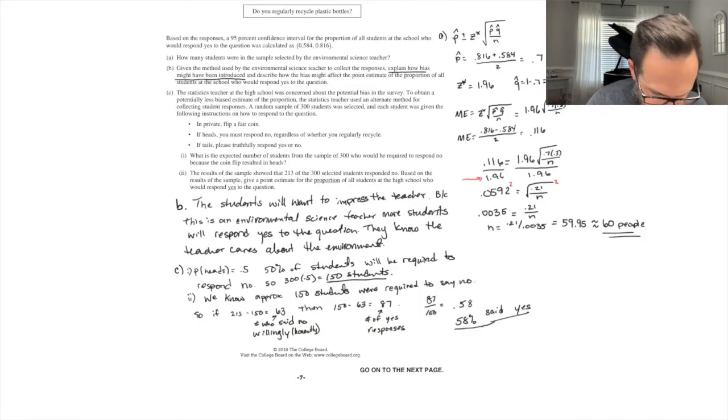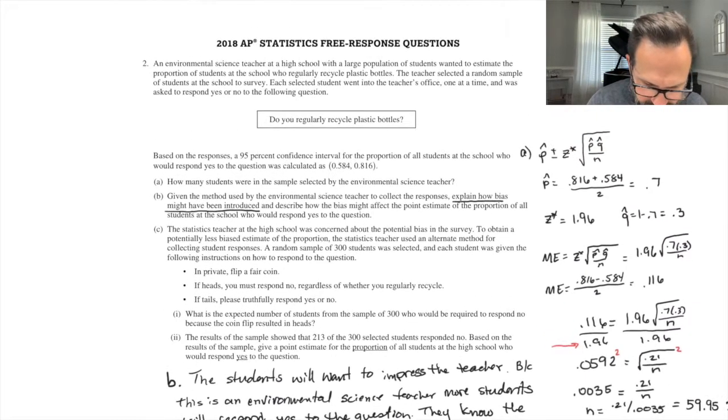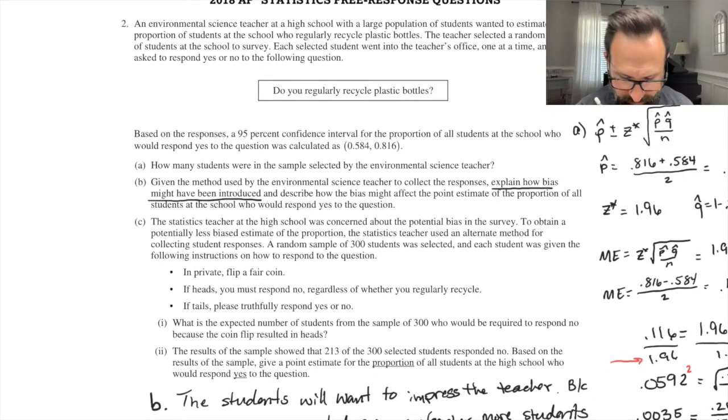In question 2, we are looking at, and this is the one we've done before, I know we've done this one, an environmental science class is talking about recycling plastics. And the question is asked by the teacher to all of the students as like a survey: Do you regularly recycle plastic bottles? And took a poll. And the first question was like, well, how many students did the teacher ask?